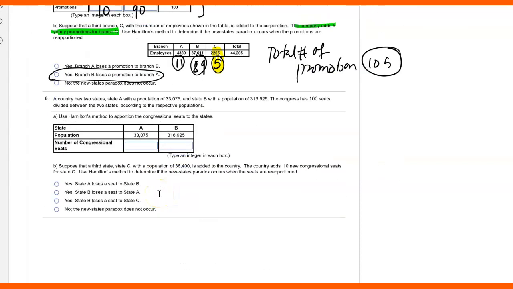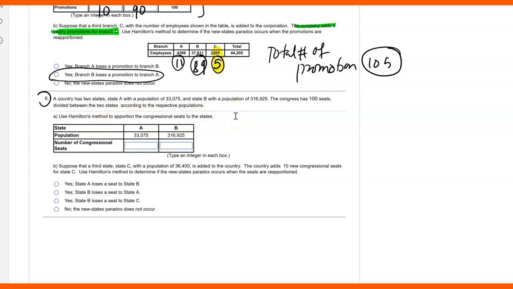Question number 6. A country has two states: A with a population of 33,075 and B with a population of 316,925. Correct? The Congress has 100 seats divided between two states according to their respective populations. Okay? Use the Hamilton method to apportion the congressional seats to the states.